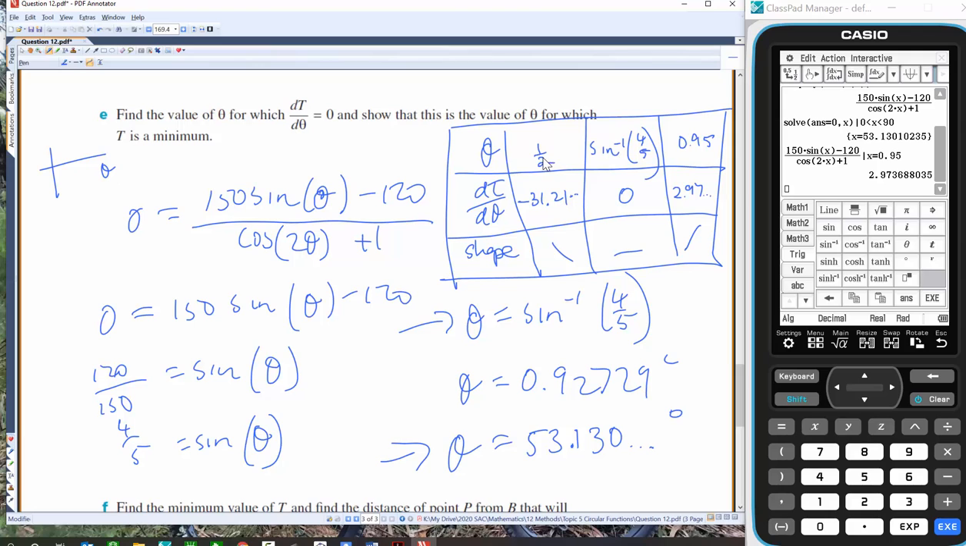So when it's a half, it's going to be a negative gradient. When it is exactly 0.92729... or the sine inverse of 4/5, we're going to have a flat spot. And when it's larger than this value, i.e. 0.95, we've got this positive gradient over here.